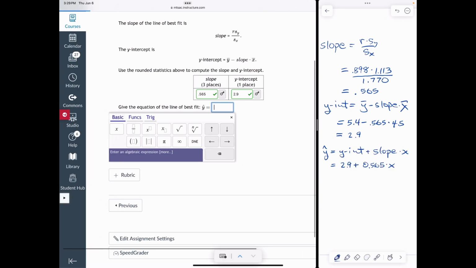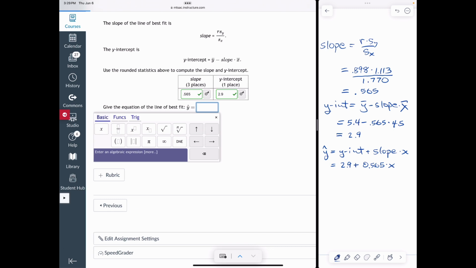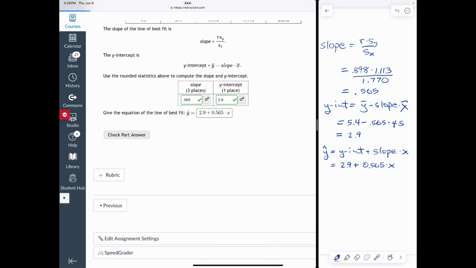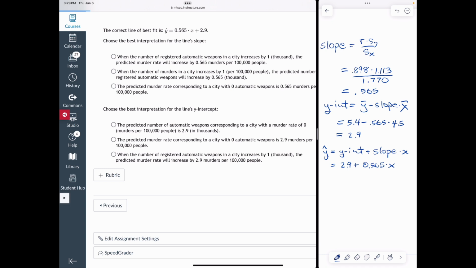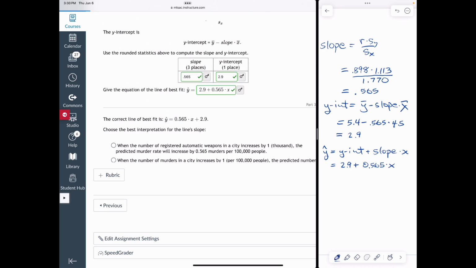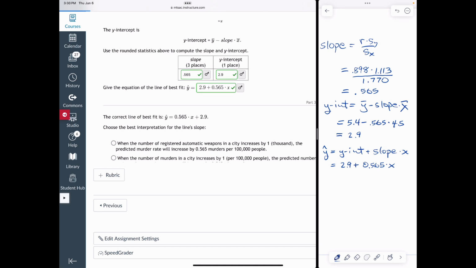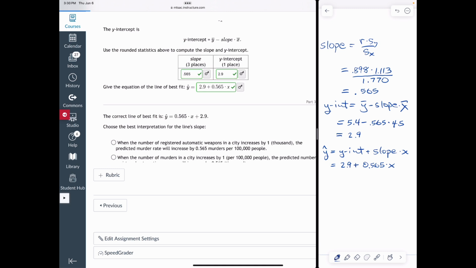So let's see here. Y hat is 2.9 plus 0.565 times x. There should be an x in this. Remember, the equations of lines have 2 variables, an x and a y, just like I've done. You can see everything looks great here. It's changed the order on the multiplication, so 0.565 times x plus 2.9 is what it says here.